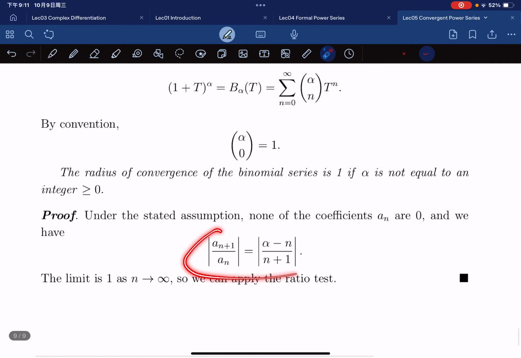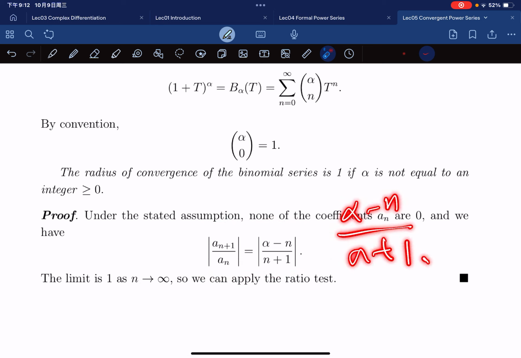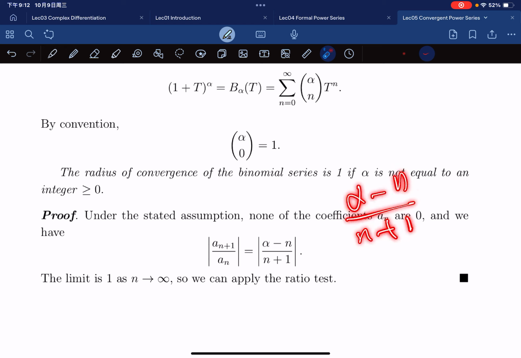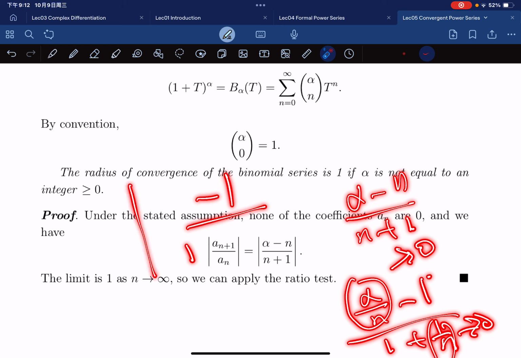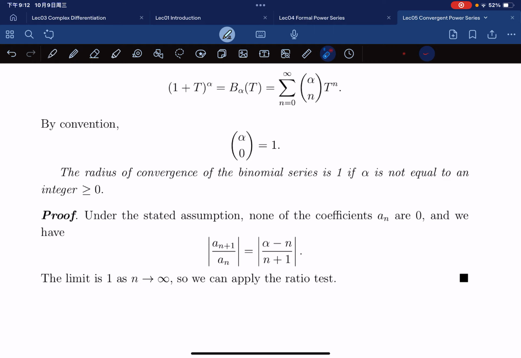And then we apply the ratio test. And this limit is equal to 1, right? Alpha minus n plus 1, as n goes to infinity. How do you evaluate this limit? Well, you divide n on the top and bottom. So it will be alpha over n minus 1 over 1 plus 1 over n. So this thing goes to 0, right? And this thing goes to 0. So it will be negative 1 over 1, but remember we're taking the norm, right? So yeah, that is the application.